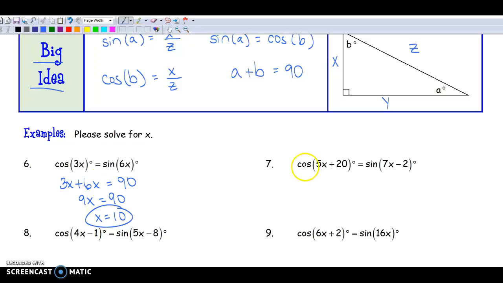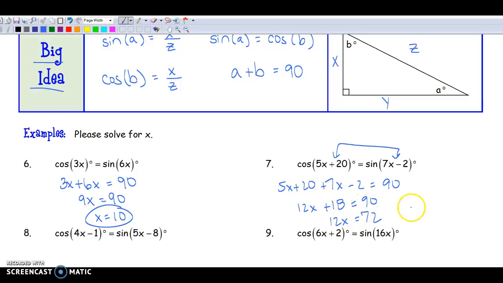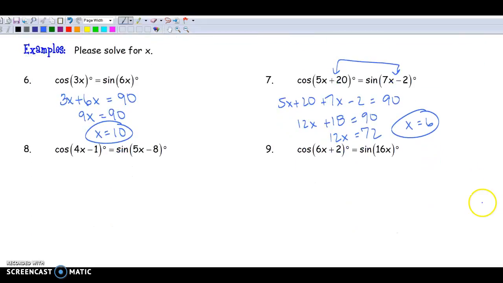Same with number 7. Because the cosine of something equals the sine of something, we know that these two have to add up to be 90. So we got 5x plus 20 plus 7x minus 2 has to equal 90. You get 12x plus 18 equals 90. Subtract the 18, you get 12x equals 72. Divide, you get 6. So it's just basic solving for x. You just need to know they add up to 90.